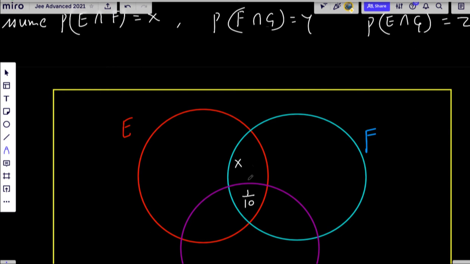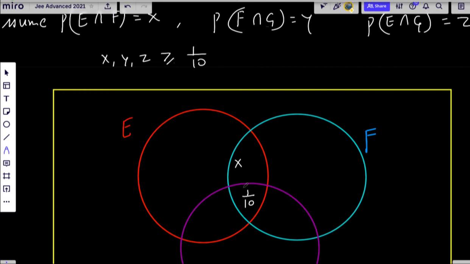So what we say here is X, Y, Z. It is very clear that X, Y, Z should be greater than or equal to 1 by 10, right? Because if the intersection is 1 by 10, then each of these should be greater than or equal to 1 by 10. It's very clear, right?